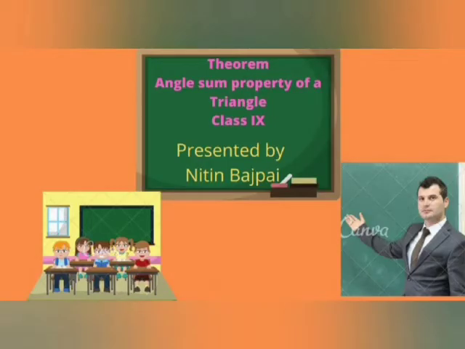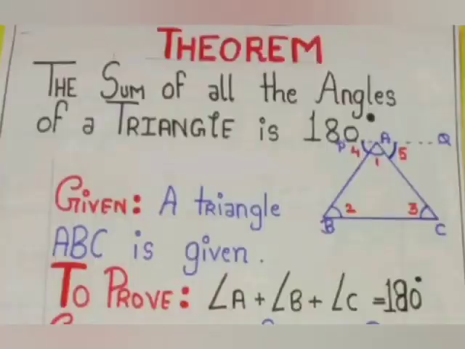Hello students, welcome to YPS Back to Class. I am Nitin Bajpayee. In this video, I am going to explain a very important theorem, the angle sum property of a triangle, of 9th class. The statement of this theorem is: the sum of all the angles of a triangle is 180 degrees.